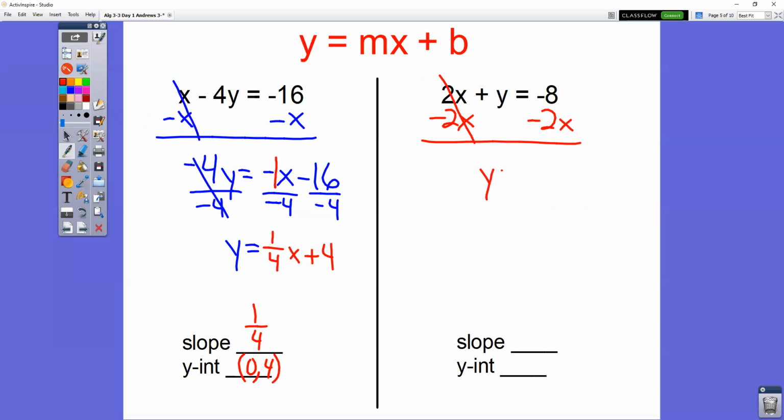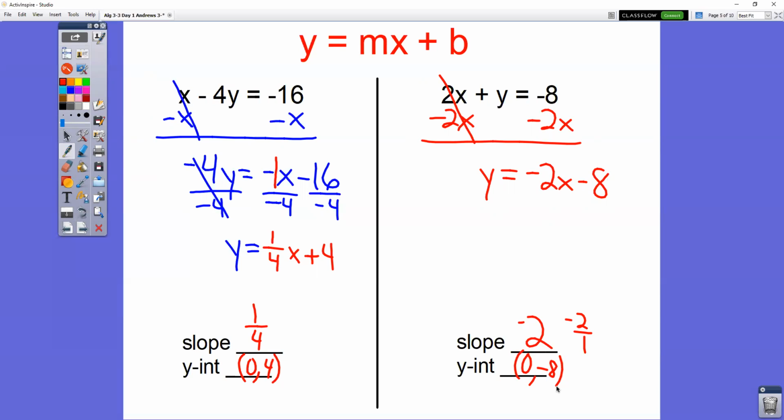Minus 2x, minus 2x. I can't subtract those, but I want to switch around the order. Negative 2x minus 8. Do I need to divide by anything? No, I already have the y all by itself. So that's my answer. I don't need to do any of this dividing step. Now, technically, you could put the 1 there and divide everything by 1 if you wanted to, but you don't need to. So our slope is negative 2, or you could put negative 2 over 1, either way, and our y-intercept is (0, -8).